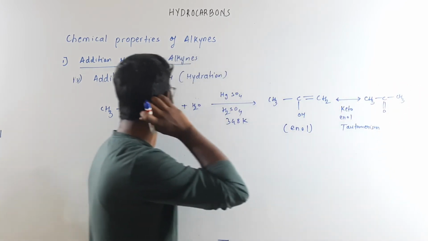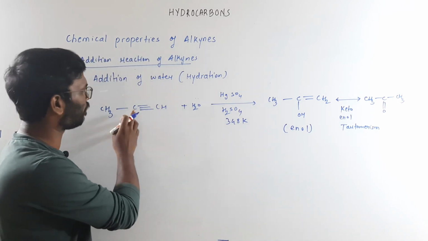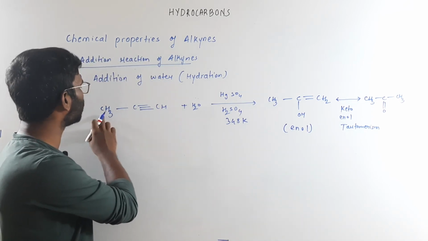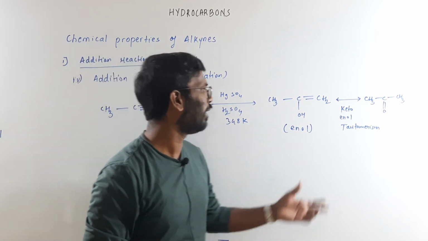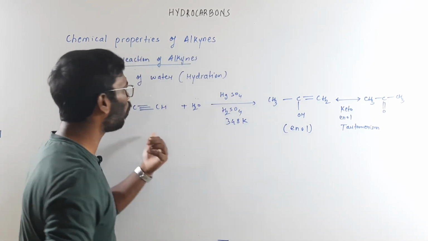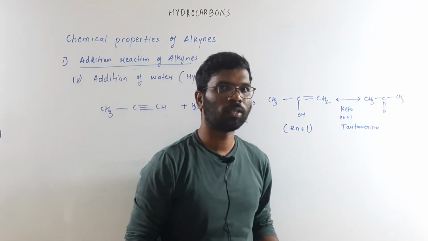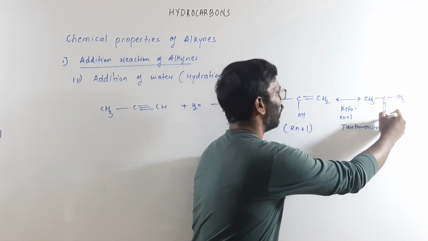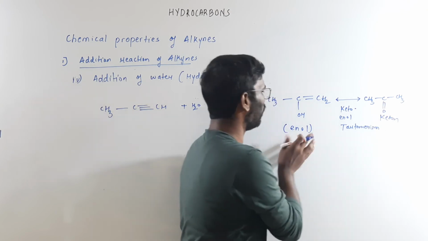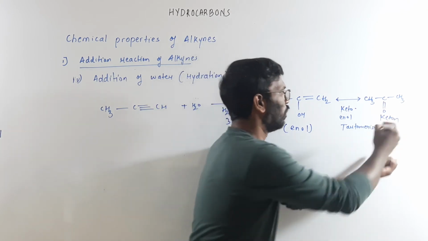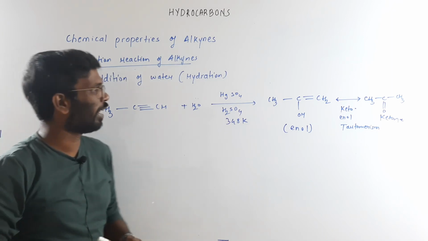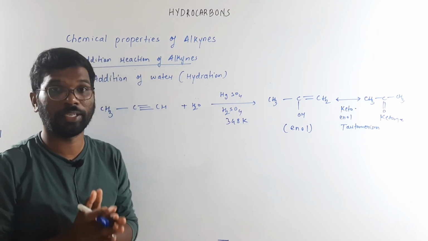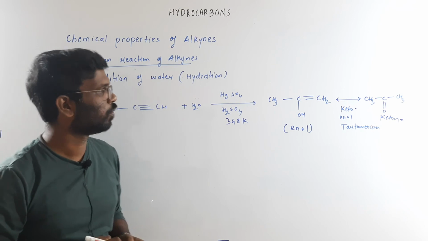It depends: if this was just ethyne, then you would have got the aldehyde. Since this is propyne, you are getting a ketone, right? The enol is less stable than this, so you get a ketone. That is the hydration, or the addition of water, to the alkyne. This is how the addition of water takes place to the alkyne.